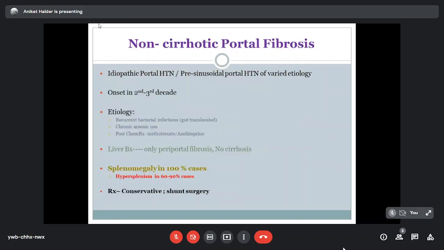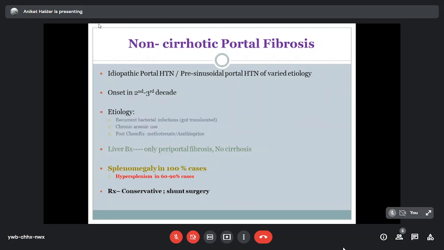Non-cirrhotic portal fibrosis is also known as idiopathic portal hypertension or pre-sinusoidal portal hypertension. Usually the onset is in the second to third decade. The cases of non-cirrhotic portal fibrosis can be associated with cytopenias, mainly due to idiopathic portal hypertension. There are recurrent bacterial infections, and it may be due to chronic arsenic use or post chemotherapy like methotrexate or azathioprine. Liver biopsy will only show periportal fibrosis.